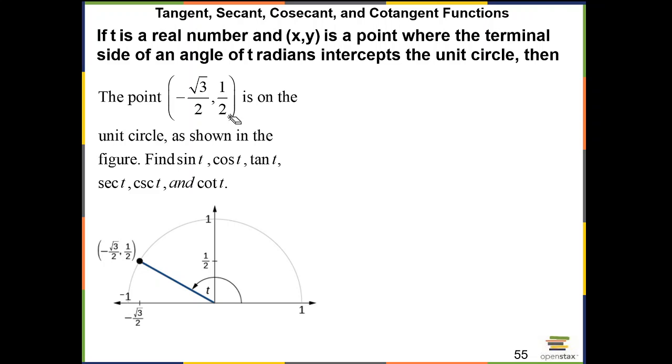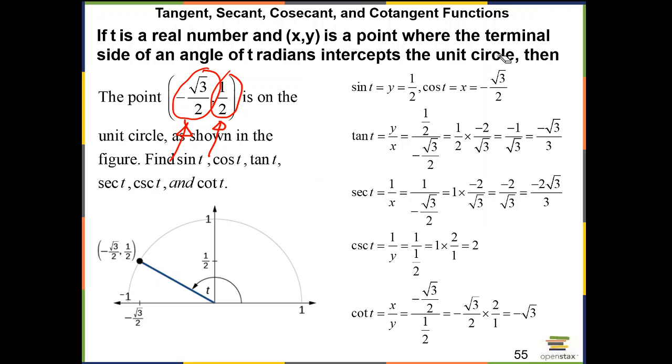Okay, so here is the point on the unit circle. x is negative square root of 3 over 2 and y is 1/2. So we can find sine, cosine, tangent, secant, cosecant, and cotangent easily, right? In fact, the x coordinate is cosine, the y coordinate is sine, and then we can find the rest of them because they're all related to sine and cosine.